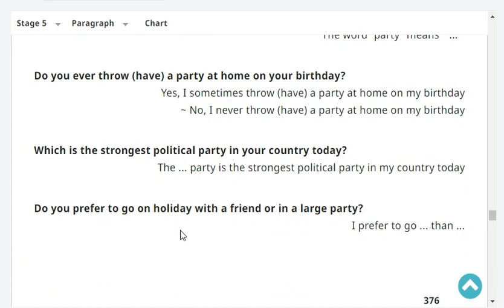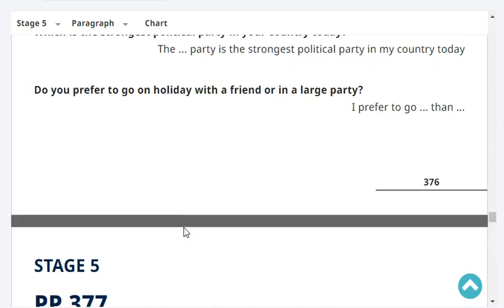Which is the strongest political party in your country today? The Jimin Party is the strongest political party in my country these days. Today, very good.